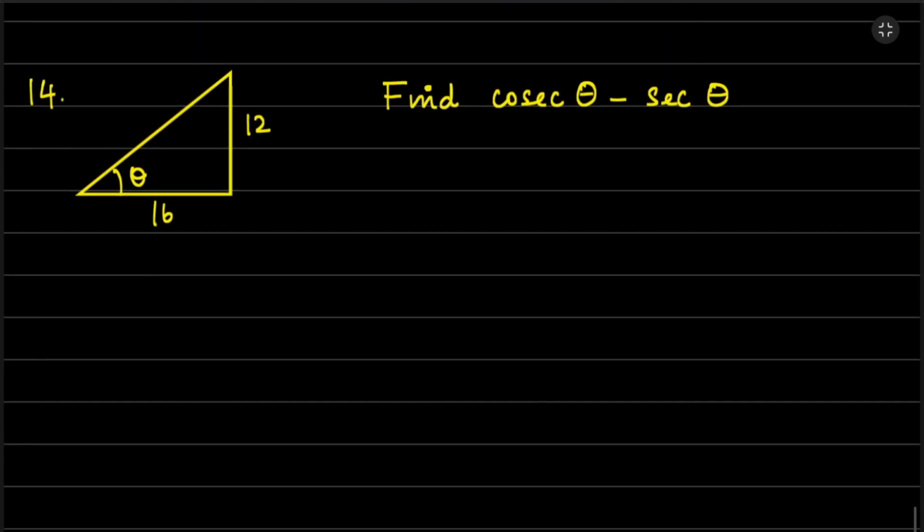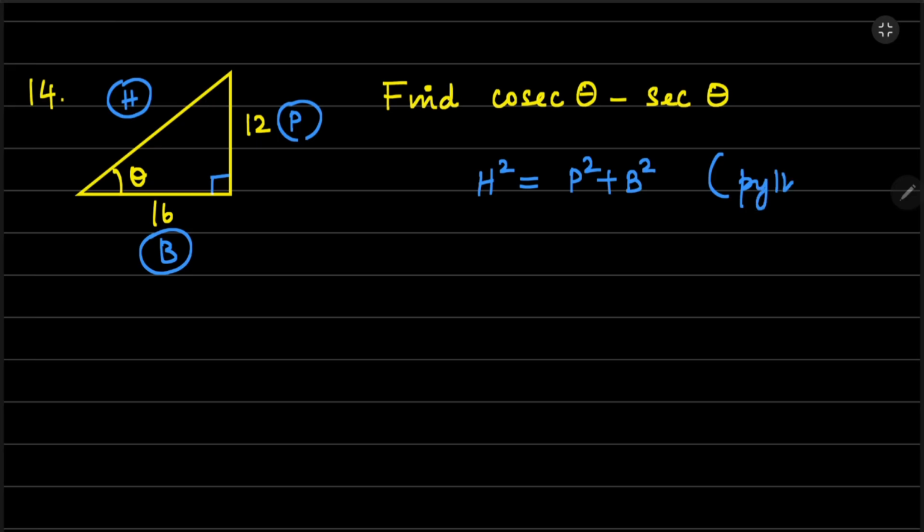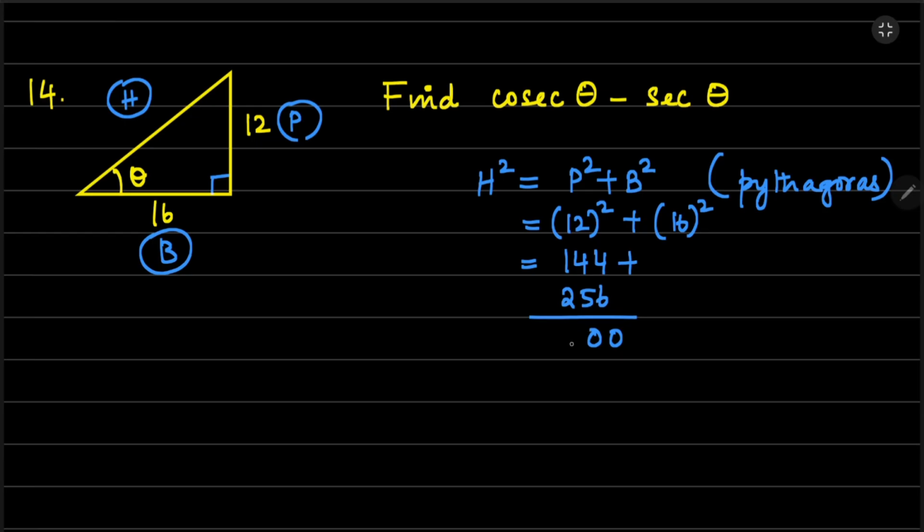Now let's move on to the last question of the day. We'll do it the same way. Mark 90 degree, hypotenuse, perpendicular and base. We have to calculate h. So h square equal to p square plus b square. What is this? It's the Pythagoras theorem. So what is p square? 12 square plus base square, which is 16 square. So it's nothing but 144 plus 256. So you're getting h square is 400. Therefore h is equal to 20.